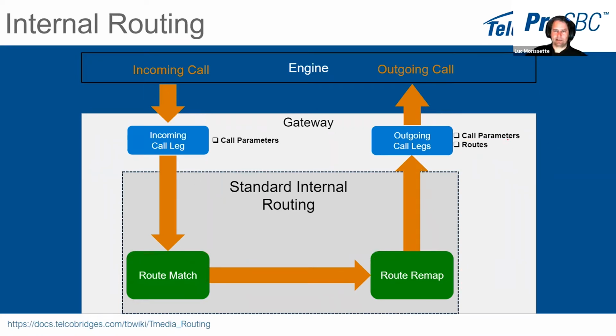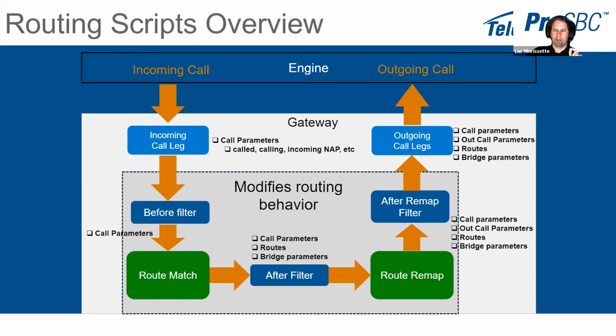If you add to this a routing script, it's going to modify the default behavior of the system. And you can add information or modifications to the regular routing in 3 places. Before filter, so that will be before matching the routes. After filter, that means right after we have matched the routes. And you can do it after all the routes have been selected and created. You can modify these routes before sending them out.